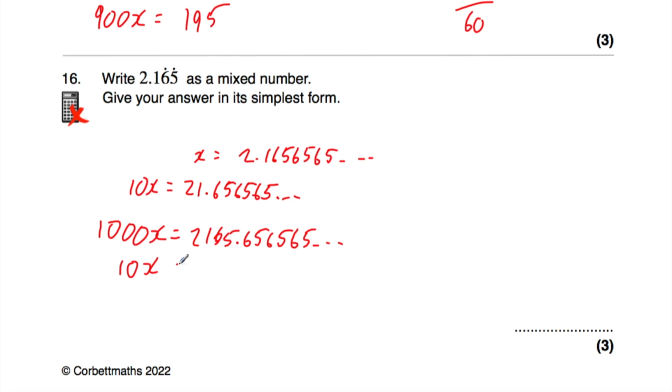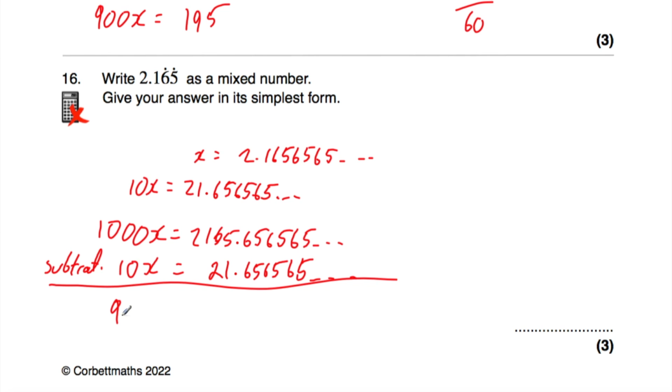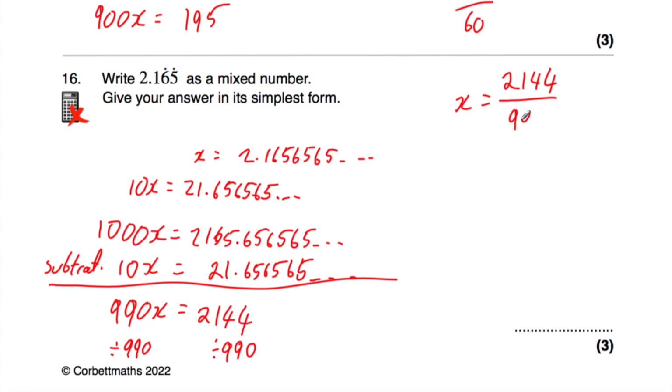So let's write down our 10x. So 10x equals 21.656565 and so on. And if we take them away, 1000x take away 10x, that's 990x. And on the right hand side, we had 2165.656565 and so on, and we take away 21.656565. Well, the 656565 will cancel. So we're left with 2165 take away 21, which would be 2144. So we've now got 990x equals 2144. So if we divide both sides by 990, that will give us what x is. So on our left hand side we'd have x, and on our right hand side we'd have 2144 over 990.